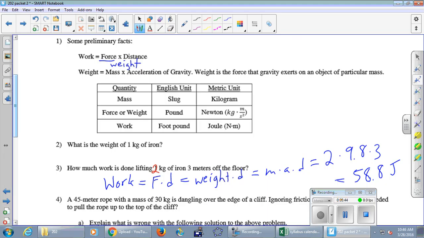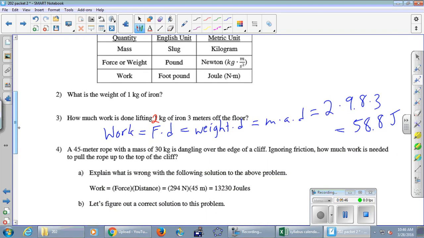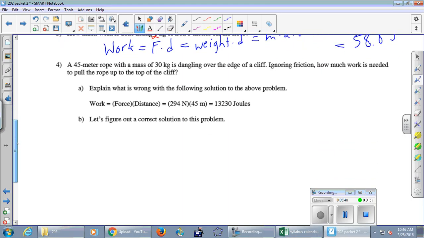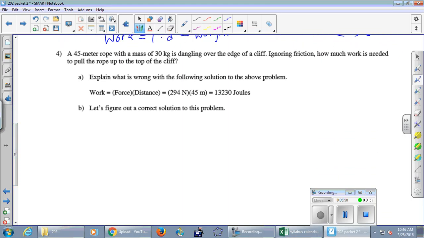Okay, so no calculus there. So how does calculus come into play? Let's take a look at number 4. So there's a 45-meter rope with a mass of 30 kilograms. That's the mass of the entire rope, 30 kilograms, dangling over the edge of a cliff. Ignoring friction, how much work is needed to pull the rope up to the top of the cliff? So you're standing there at the top of the cliff. You're going to pull this rope up towards you.